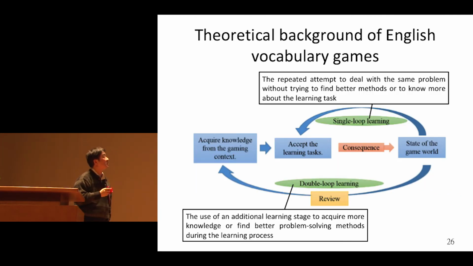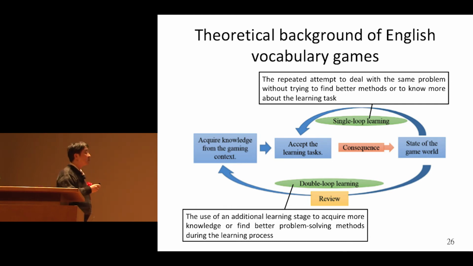So we use a theoretical background. We call it single loop or double loop learning. What does single loop mean? Single loop means if a student accepts a learning task, they will directly try to answer the question or deal with the task without doing additional effort.